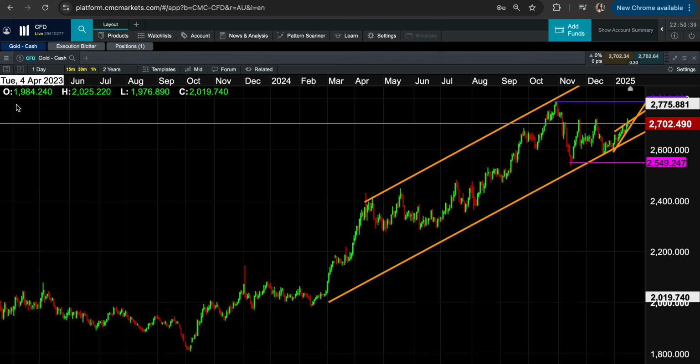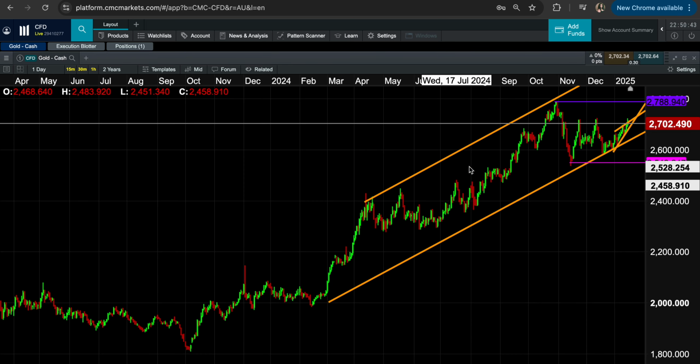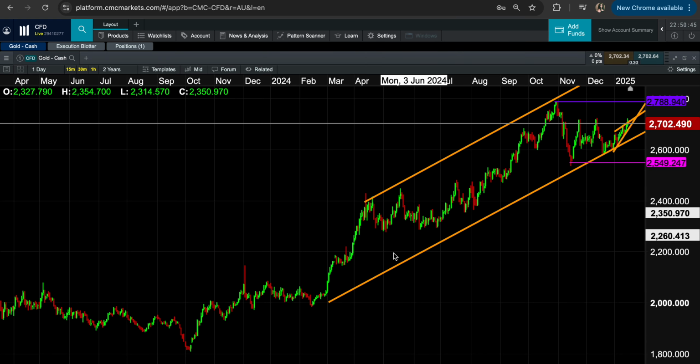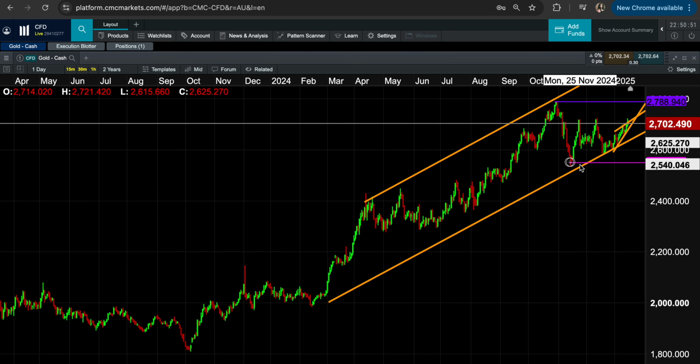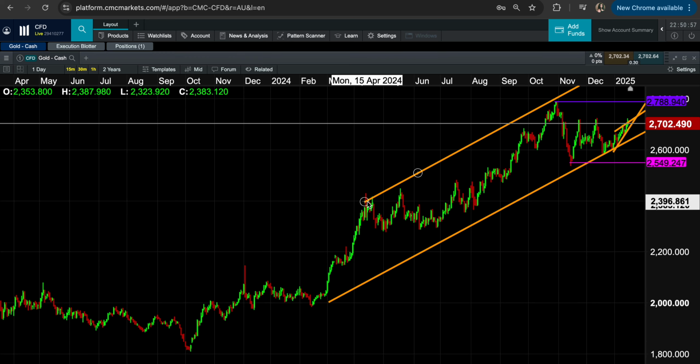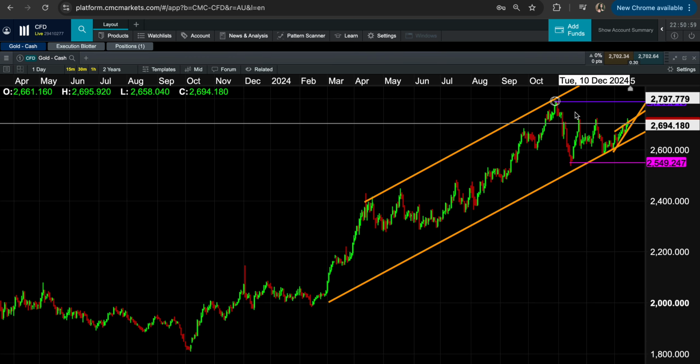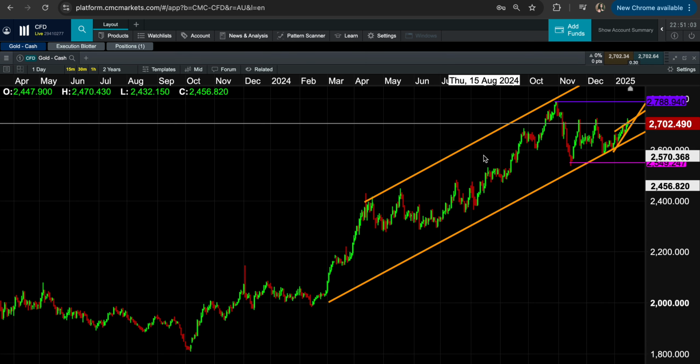So basically, this is a day chart, and you can see gold is on an upward trend. It was going through a narrower trend, but then it had a greater fall, and then it's going upward. So I just drew a channel marking the highest points and the lowest points. So this would be your support and this is your resistance.